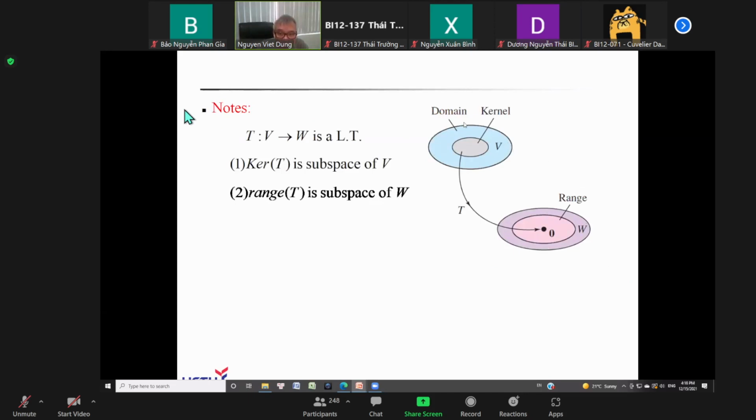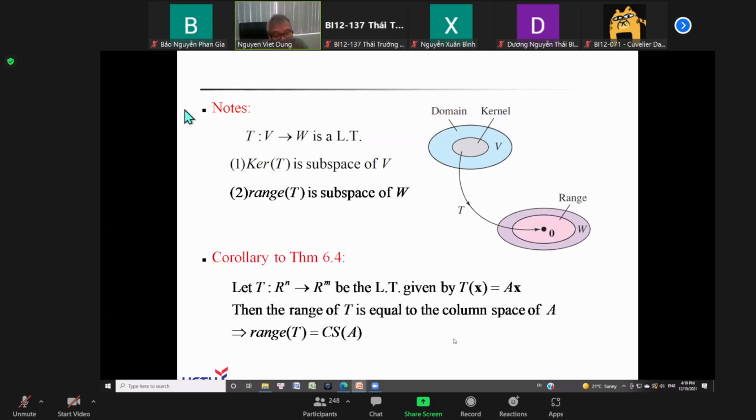The domain is the blue one. The codomain is the big one around here. And the kernel is a small one here. It is a subspace of the domain. And the range is a small one around here. It is contained in the codomain, and it is a subspace of the codomain.